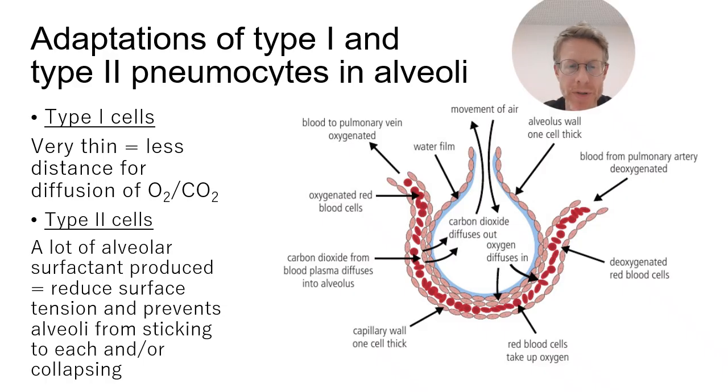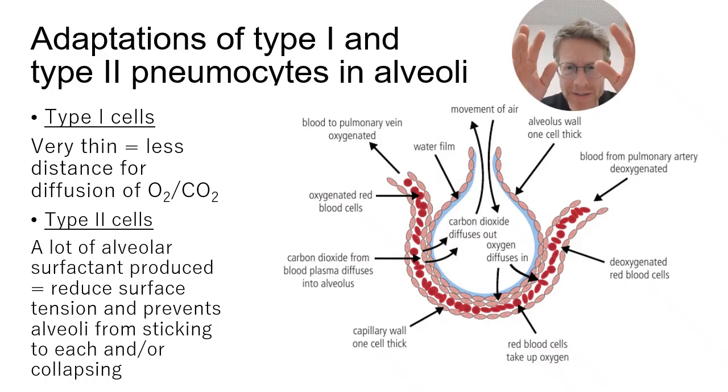There's also these type 2 cells. They are not flat, so their function is not gas exchange. But what they do is they release a liquid called surfactant. And what the surfactant does, it's sort of like detergent almost, is it prevents the surface tension that's formed whenever there's water present from causing those alveoli to collapse and stick together.